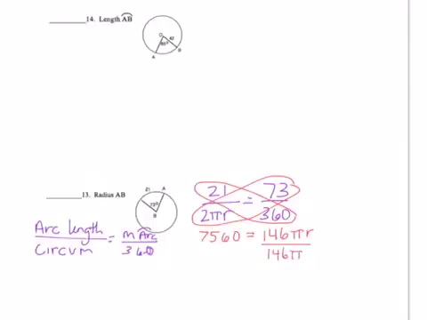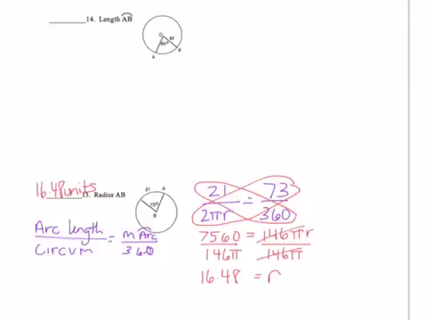So 146 pi. I need to divide by 146 pi to get r alone. So that'll cancel. And when I do that and put it in the calculator, I get an answer of 16 and 48 hundredths. So my radius is 16 and 48 hundredths units, because it doesn't give me a unit.